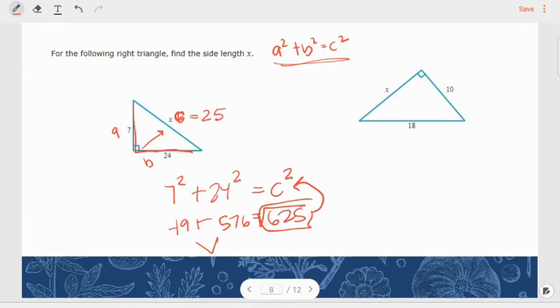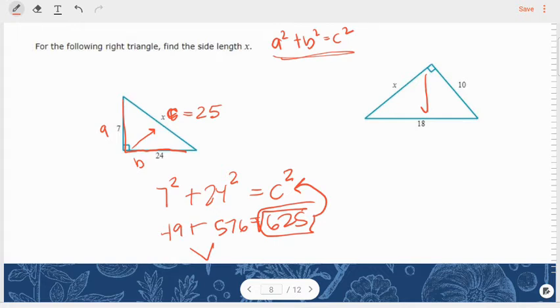Let's look at triangle 2. What am I going to do here? So again, I have 3 sides. My hypotenuse, or my long side across from my right angle, is always c. And let's call this a and call this b. So I have x squared, or a squared, plus 10 squared is equal to 18 squared.